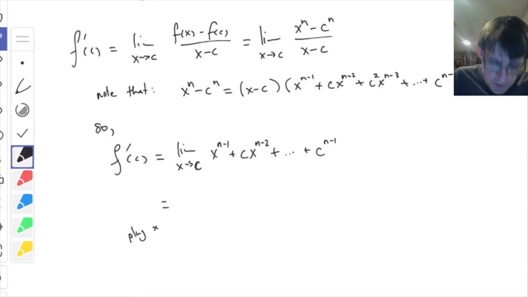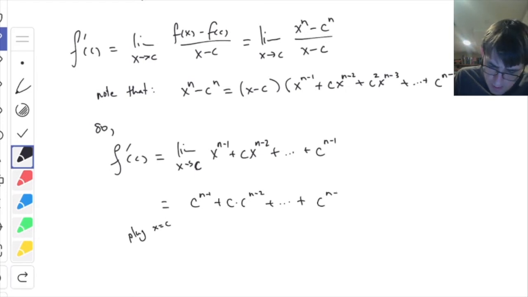x equals c, right? If you have x approaching some number, the way you find the limit, if it's continuous, is you plug the number in for x. So here I have x approaching c, so I plug c in for x. What I get is c to the n minus 1 plus c times c to the n minus 2 plus blah, blah, blah, plus c to the n minus 1. What can we do with that?